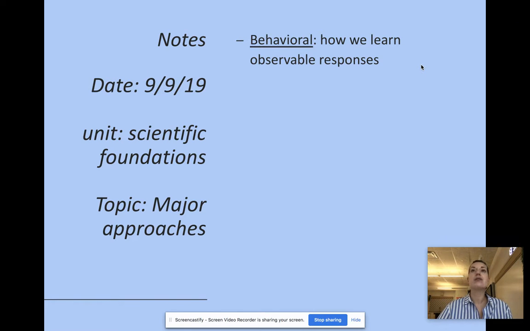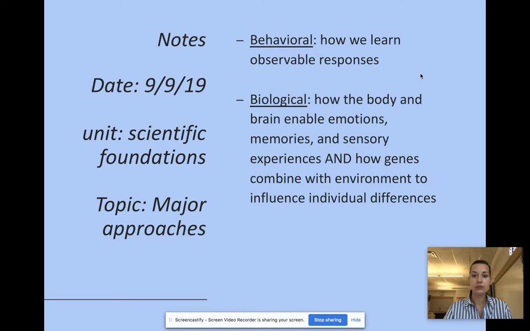I can observe if someone responds in a certain way when they're asked a particular type of question. I can observe if someone has an emotional reaction to something, right? So a behavioral psychologist is looking at how do we learn to respond that way? We're going to get into all of these more in depth in the coming weeks.